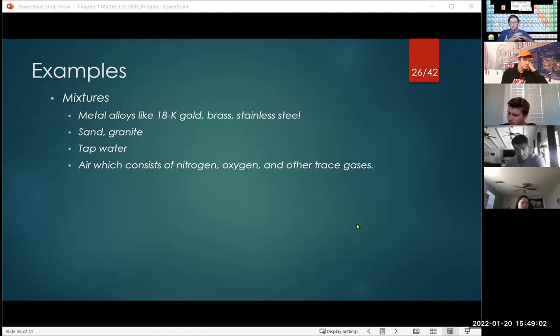We couldn't do anything with it, it's so soft. It doesn't lend itself well to making buildings. So they're mixed in with other things, okay? Granite, tap water. Why is tap water a mixture? Well, if you analyze tap water, you'll find a mixture. You'll see all types of salts inside the water: calcium, potassium, sodium, chlorides, and so forth. So it's a mixture of a bunch of stuff.